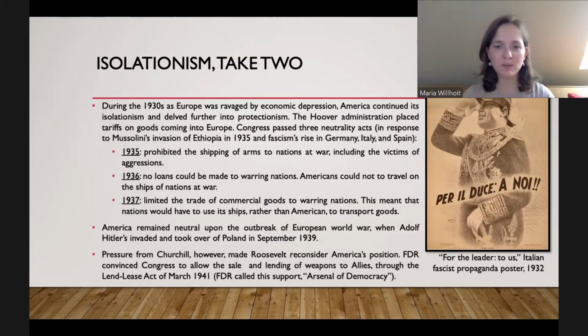We didn't want our ships to get involved because that's what happened in World War One. Our ships got in the middle of things and then they were bombed by German U-boats. And so we're trying to avoid that. And even when the war breaks out, after Mussolini invades Ethiopia and he rises to power, after Hitler takes over Germany and the Nazis take over Germany, we still want to remain neutral. We don't want to get into things. And we still remain neutral even when Adolf Hitler invades Poland.